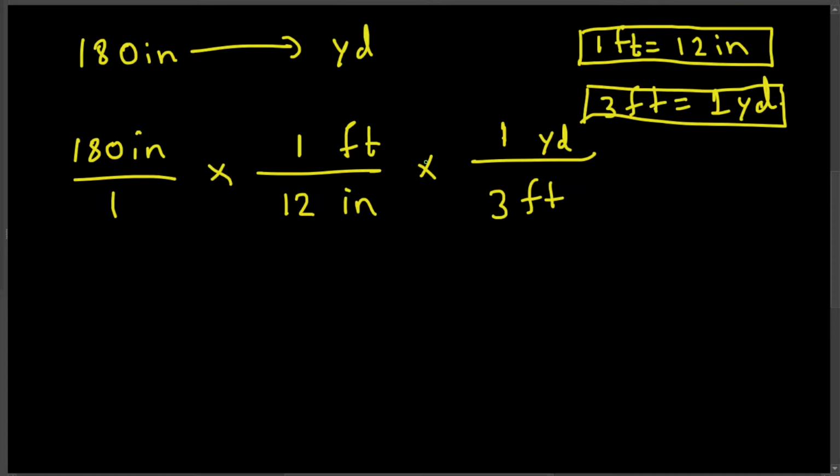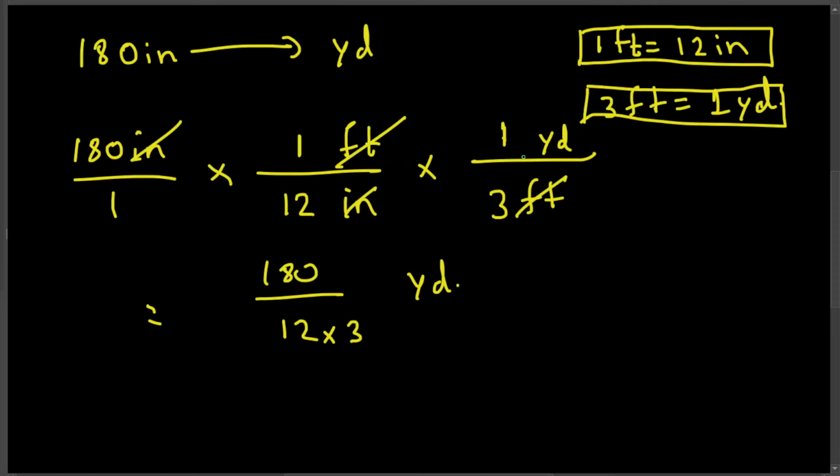Now we just have to do the calculation and give the final answer. So this is basically 180 divided by 12 multiplied by 3, and the answer is going to be in yards. And how are we getting the yard? Because inch cancels here, and feet cancels here. Yard is the only one that's left, so the final answer is going to be in yards.